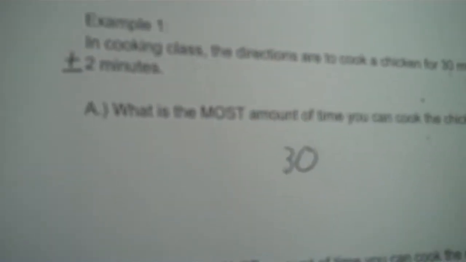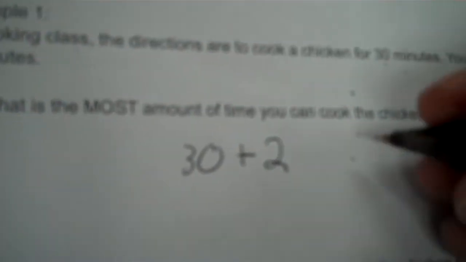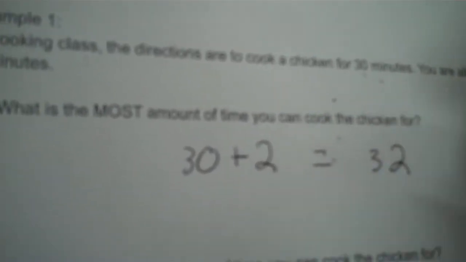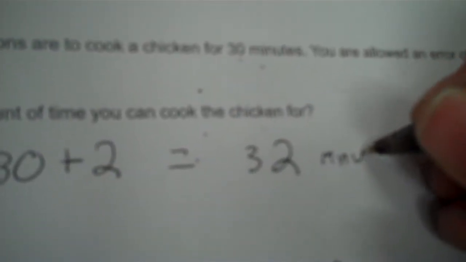So it's supposed to be cooked at 30 minutes, but the most means we're allowed to add the error, which is 2 minutes. And then 30 plus 2 is 32. Okay, so it'd be 32 minutes.